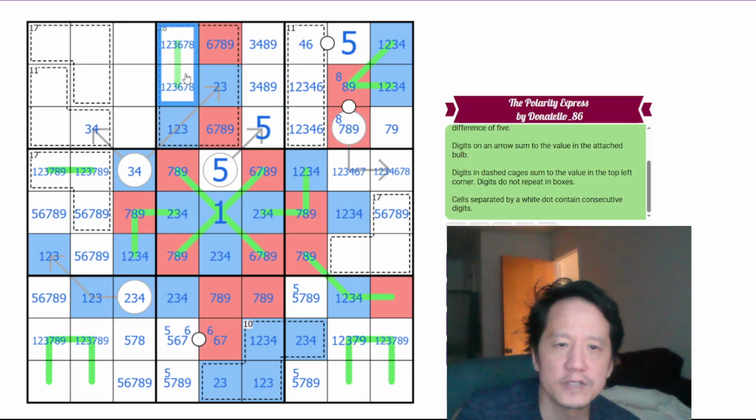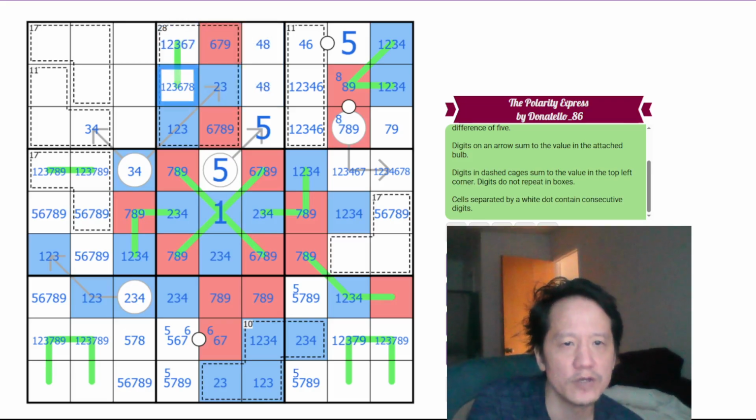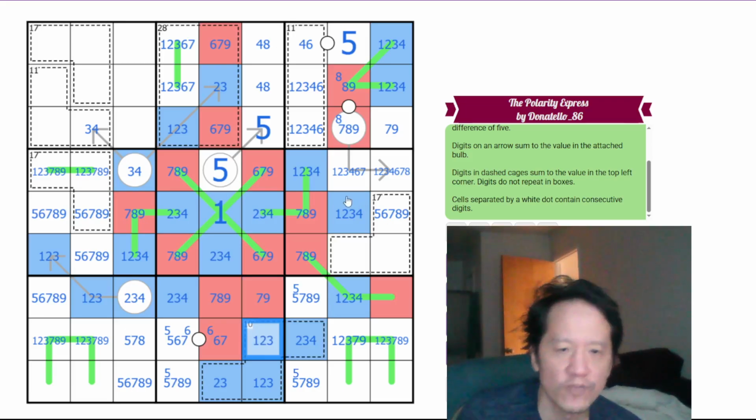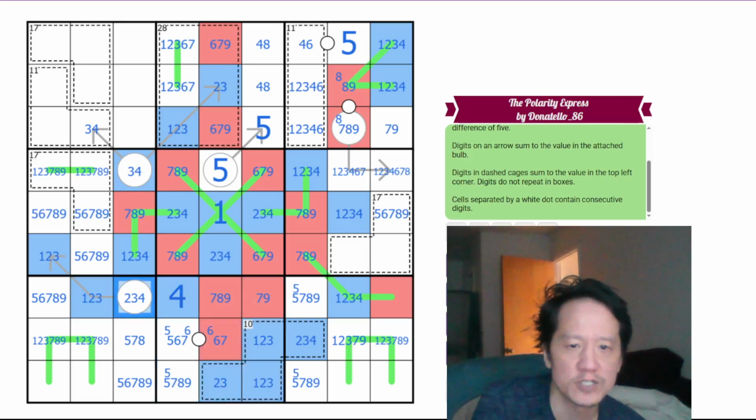This can never be 4. This can never be 4. This must be a 4-8 pair. So this can't be 8. There's no 8 here. This can't be 8, and this can't be 8. This can't be a 4. We have a 1, 2, 3 triplet in box 8, which eliminates 1, 2, and 3 in the rest of the box. Therefore, this must be a 4.